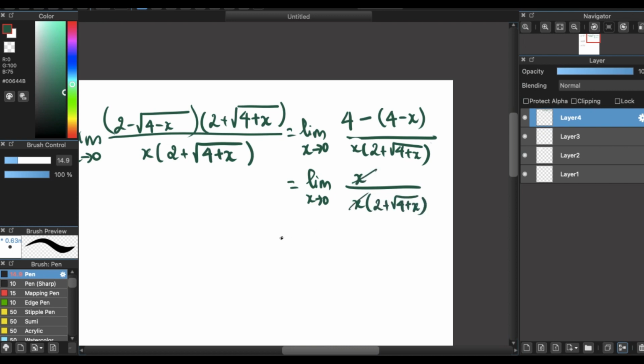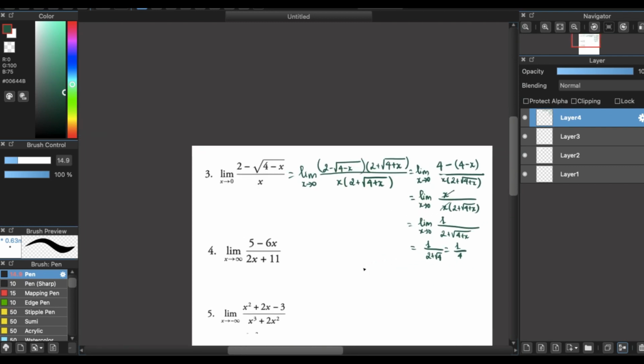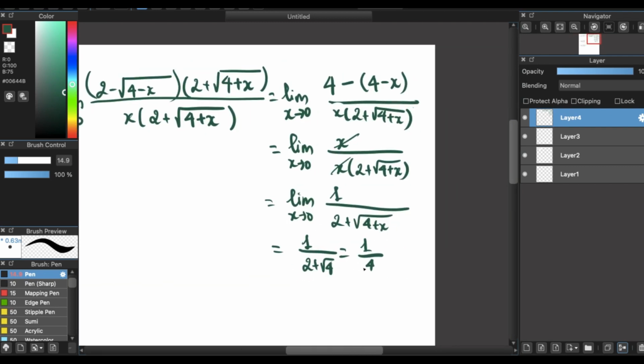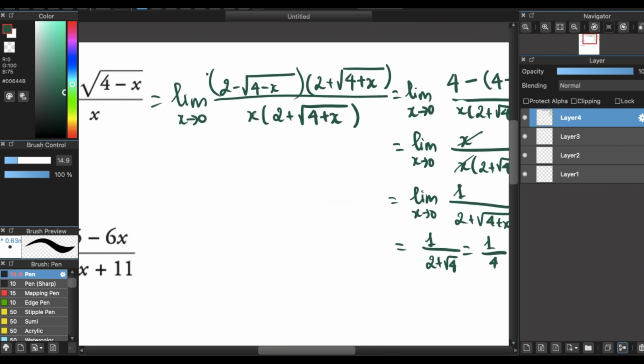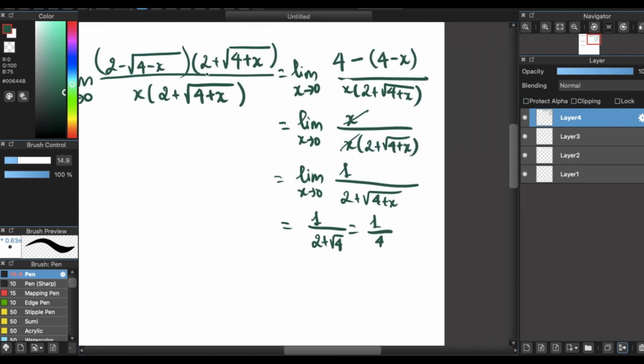So the function will become this. Looks very simple and is not undefined anymore, right? And now I can just substitute 0 for x, sorry, and it's going to equal 1/4. Okay, this is the answer. Oof, it's not a clean way to put it, but that's the idea. Okay, let's move on to the next example.